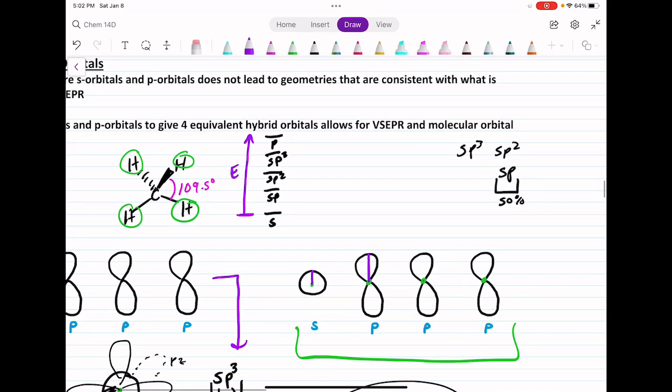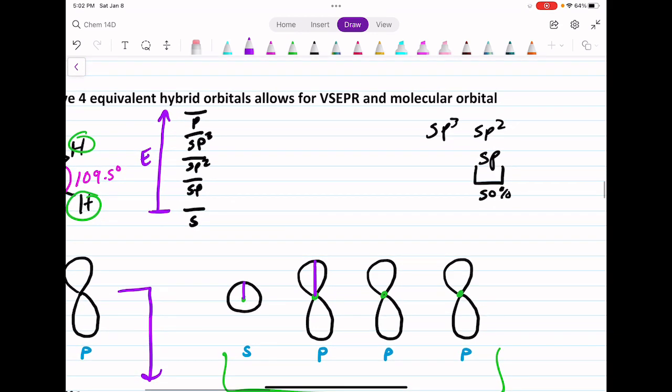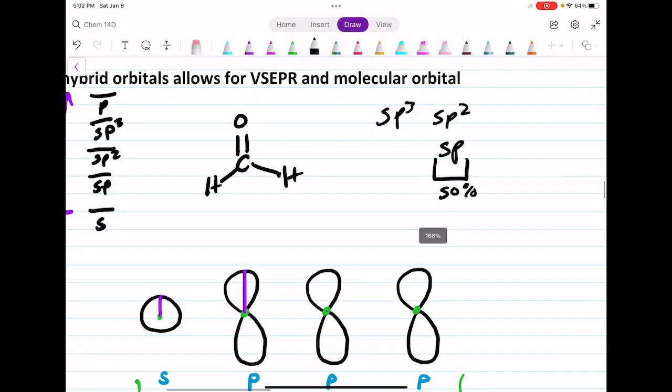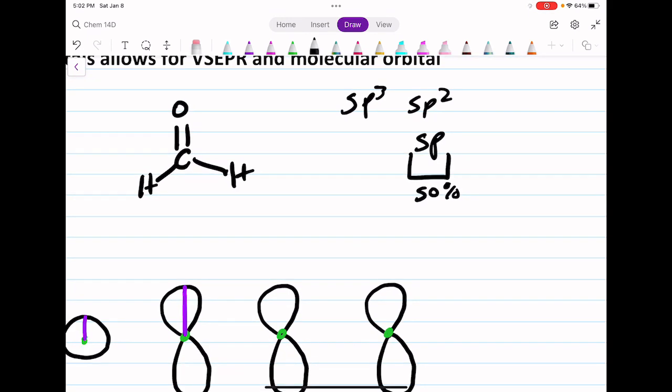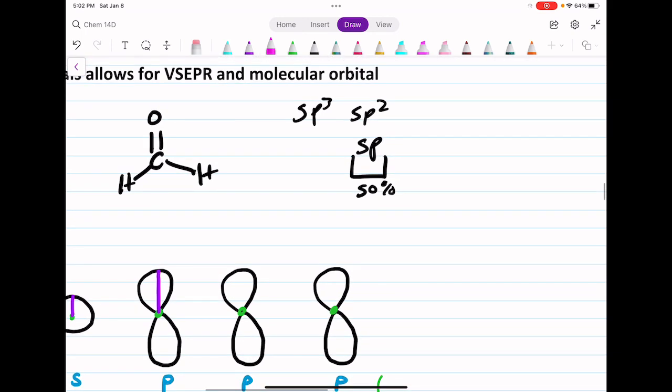Okay, so I wanted to go to something that was sp2 hybridized. So let's take a look at a molecule called formaldehyde. Okay, so formaldehyde has a pi bond on it. That tells me, just from what I said before, that the pi bond is going to require that we reserve 1 pure p orbital. So let's take a look again at our 4 orbitals.